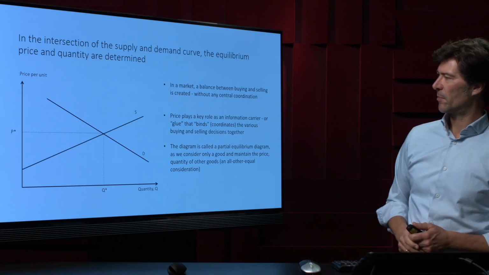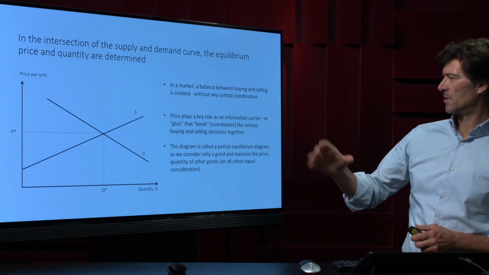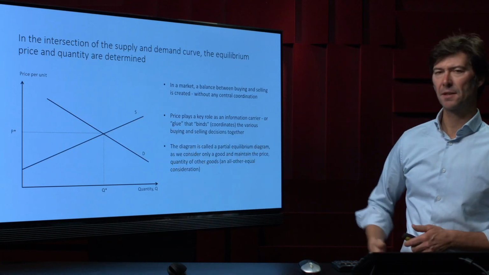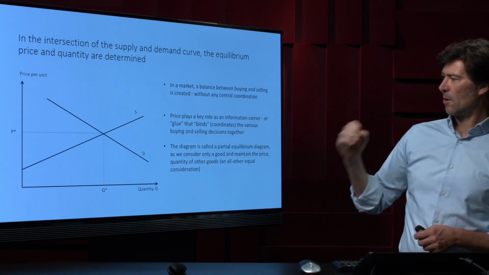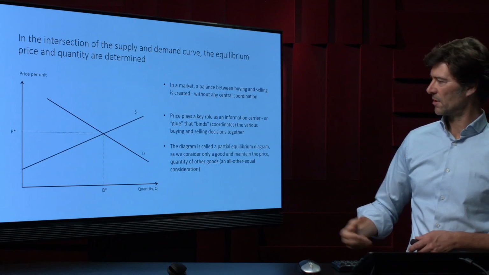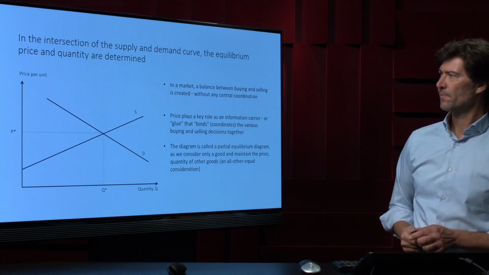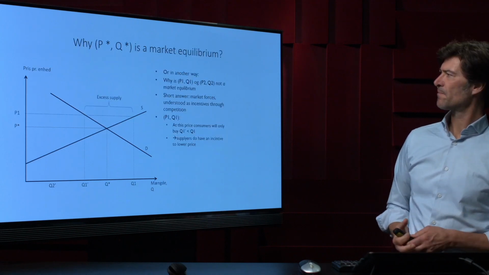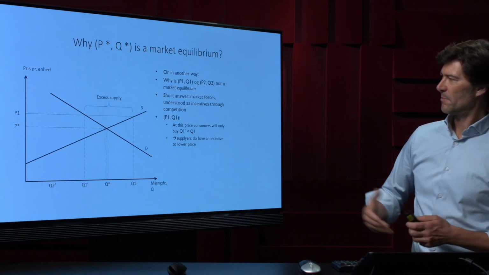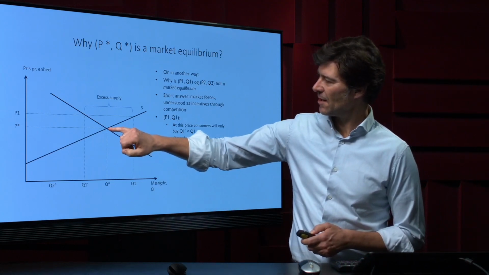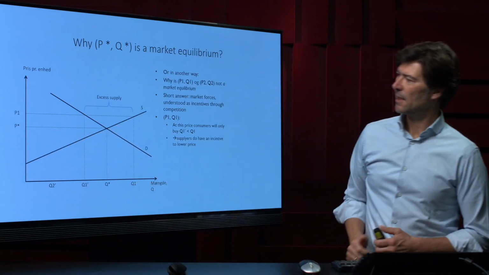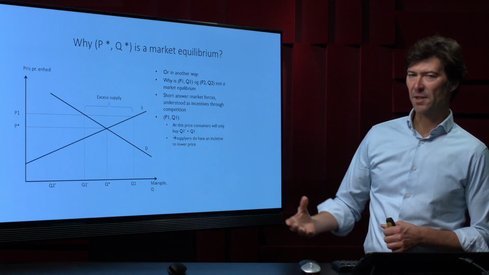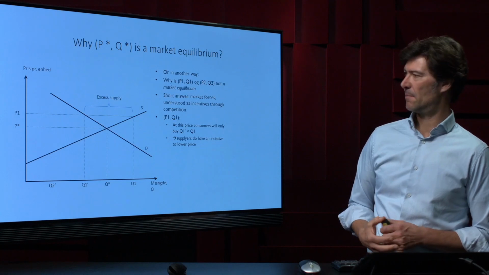This diagram is what we call a partial equilibrium diagram, because we only consider this particular good, which in this case could be electricity, holding the income and the prices of all other goods fixed. And again, why is this an equilibrium? Well, put shortly, it's an equilibrium because only at that price, P star, we have a balance between demand and supply, total demand and total supply in this market.